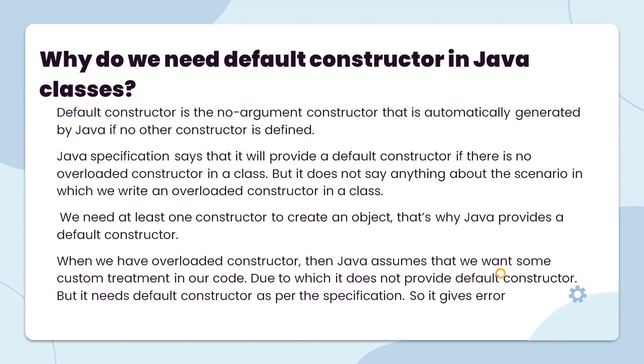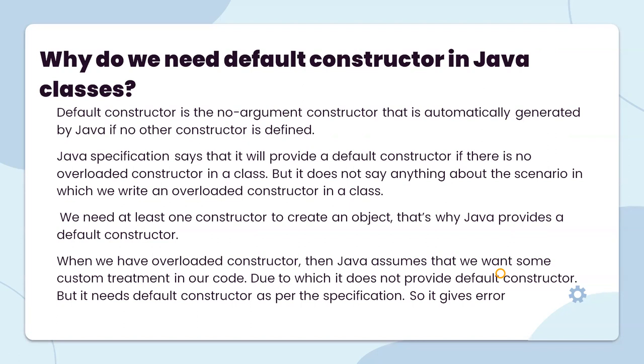Now the next question: why do we need a default constructor in Java? A default constructor is a no-argument constructor that is automatically generated by Java if no other constructor is defined. Java specifies that it will provide a default constructor if there is no overloaded constructor, but it does not say anything about the scenario in which we have an overloaded constructor. We need at least one constructor to create an object. That's why Java provides a default constructor.